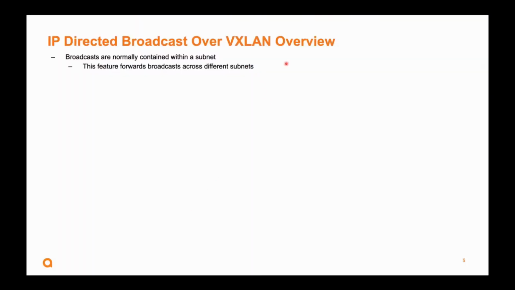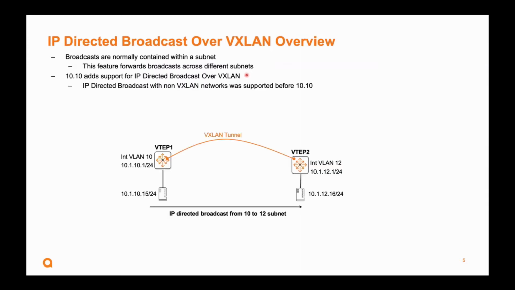So, overview of IP-directed broadcast over VXLAN. As we know, broadcasts are normally contained within a subnet. So this feature will actually forward broadcasts across different subnets. Before 10.10, you could do IP-directed broadcasts with non-VXLAN networks. But 10.10 now adds support for IP-directed broadcasts over VXLAN.